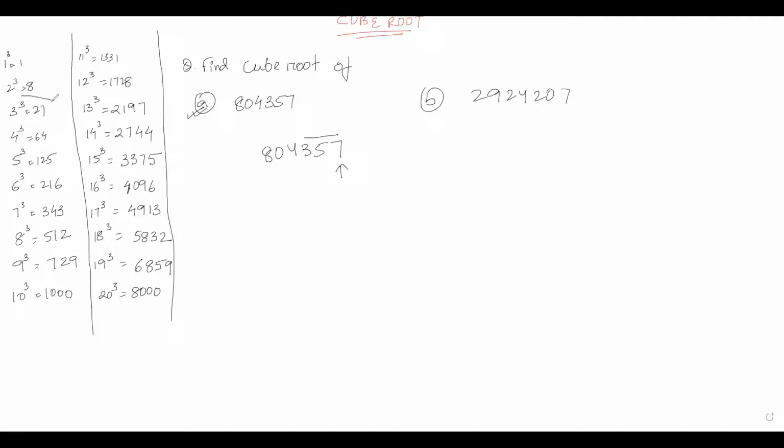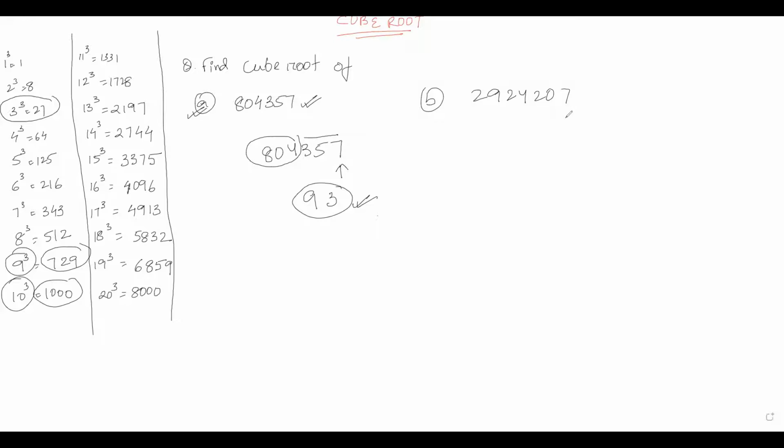And here, if you look, 3 cube is 27. So I can say that the cube root of this number will contain the unit digit as 3. Similarly, 804 lies between 729 and 1000, that is between 9 cube and 10 cube, and we need to take the lower number, so this would be 9. So I can say that 93 cube is 804357, or cube root of 804357 is 93.